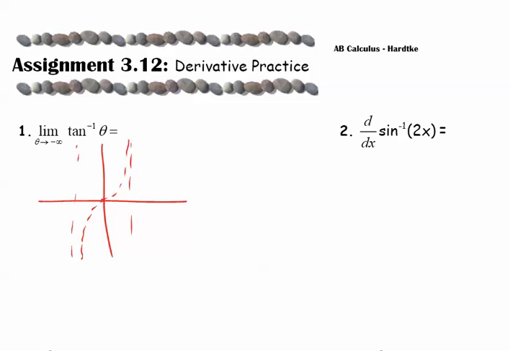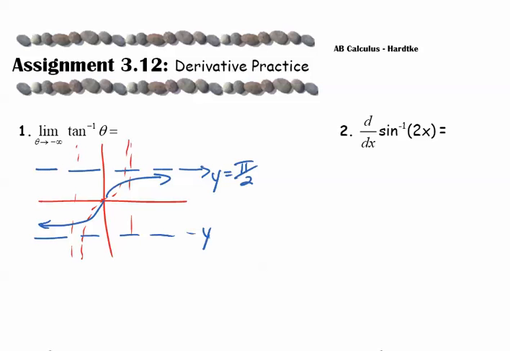In this assignment, we're doing some mixed practice with derivatives. Our first problem is not a derivative. It is just a question of, do you remember what your inverse tangent function looks like? Remember, we fold across the 45-degree line, so our vertical asymptotes become horizontal asymptotes.